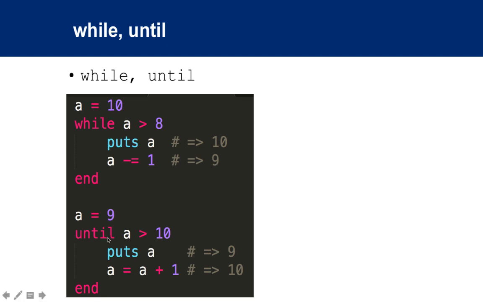Until is similar, so you have a, for example, equal to 9, and until a is greater than 10, keep adding 1, so you're going to print out 9 and 10, and then you're going to stop.